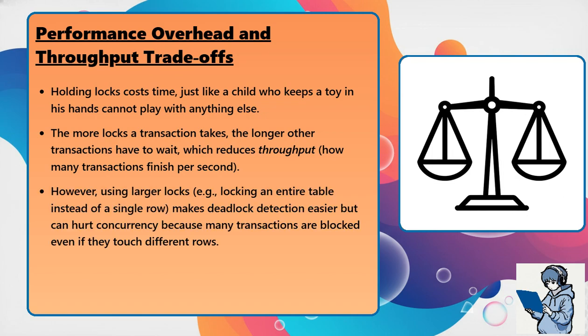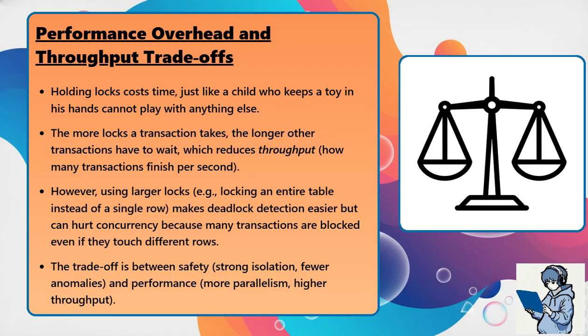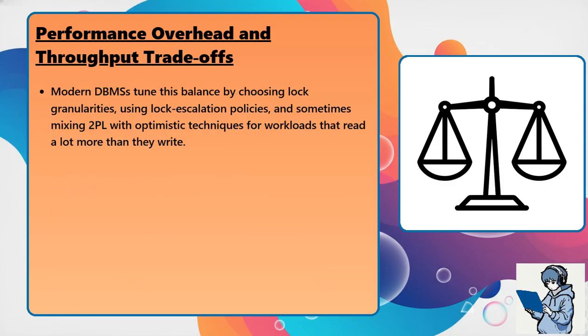However, using larger locks, for example locking an entire table instead of a single row, makes deadlock detection easier, but can hurt concurrency because many transactions are blocked even if they touch different rows. The trade-off is between safety, strong isolation, fewer anomalies, and performance, more parallelism, higher throughput. Modern database management systems tune this balance by choosing lock granularities, using lock escalation policies, and sometimes mixing two-phase locking with optimistic techniques for workloads that read a lot more than they write.